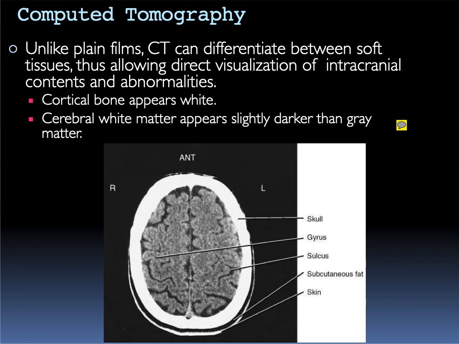So the cortical bone here appears white. And just like here, the skull gives you the whitish color. The gray matter gives you some of the less density, and the sulci are less. The subcutaneous fat is minus, and the skin gives you some higher density.